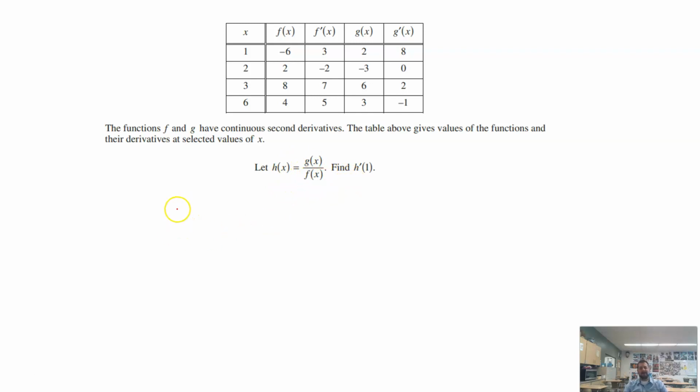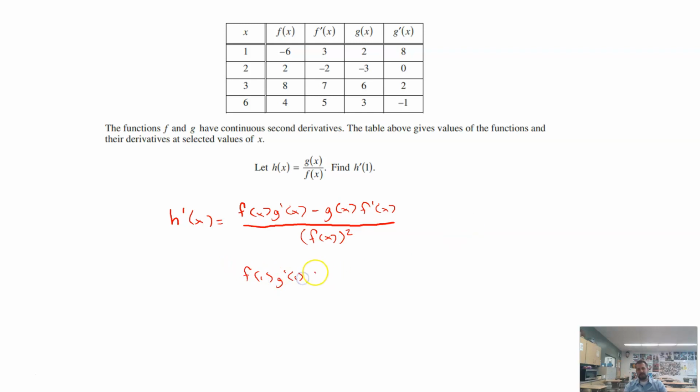The second one says, let h of x equal g of x divided by f of x, find h prime of 1. Well, that's asking us to take the derivative, so the first thing I need to do is take the derivative using the quotient rule. So that's bottom times the derivative of the top minus the top times the derivative of the bottom all over the bottom squared. So I get all over f of x squared. Then I just plug in 1. So I've got f of 1 times g prime of 1 minus g of 1 times f prime of 1 all over f of 1 all squared.